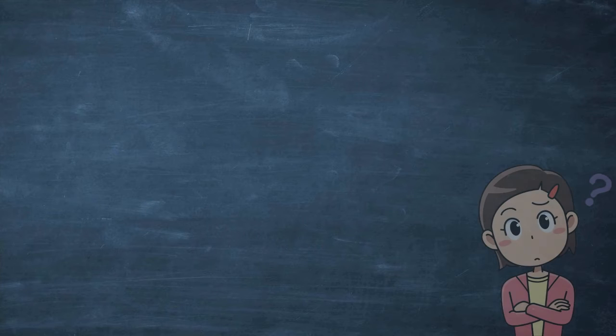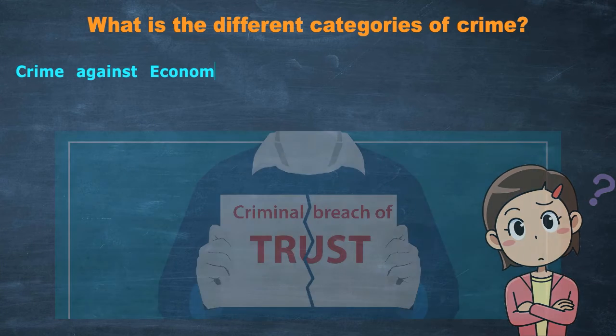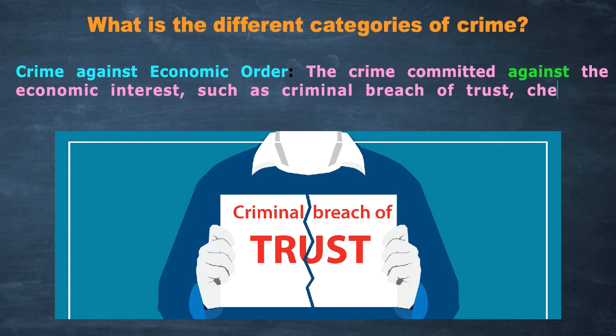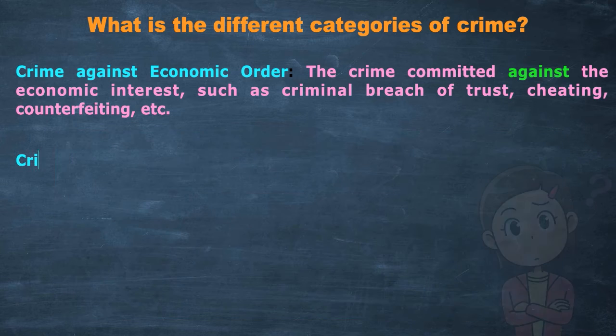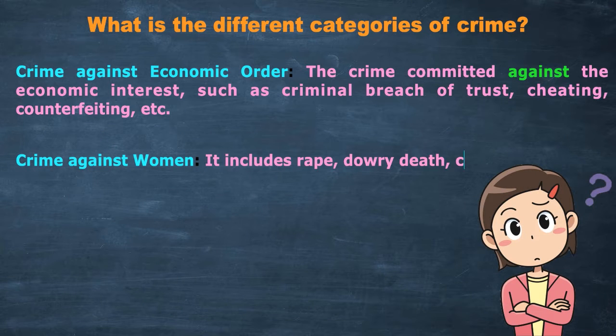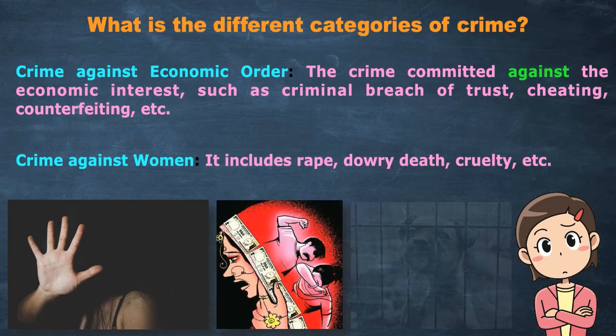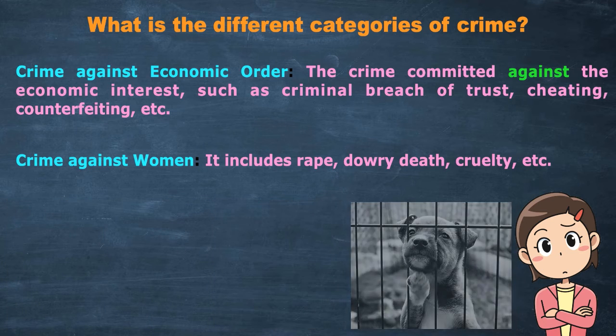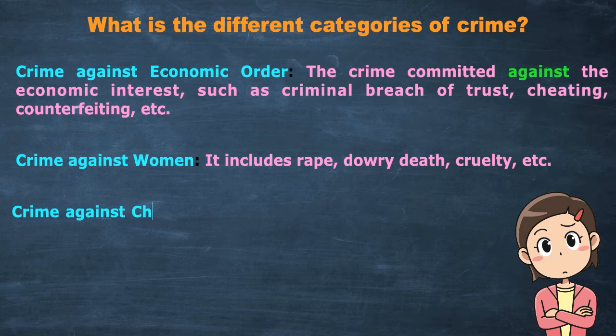Next one is crime against economic interest. That is the crime committed against the economic interest, such as criminal breach of trust, cheating, counterfeiting, etc. Next one is crime against women. It includes rape, dowry death, cruelty, etc. And the last one is crime against children.